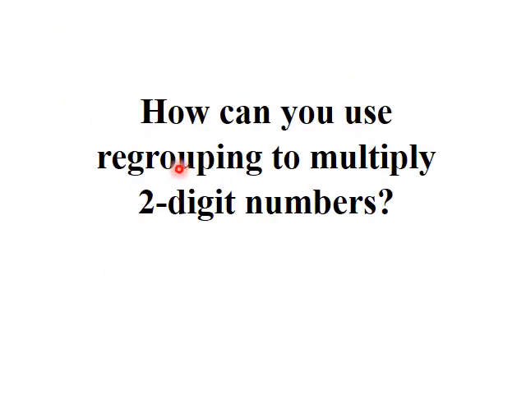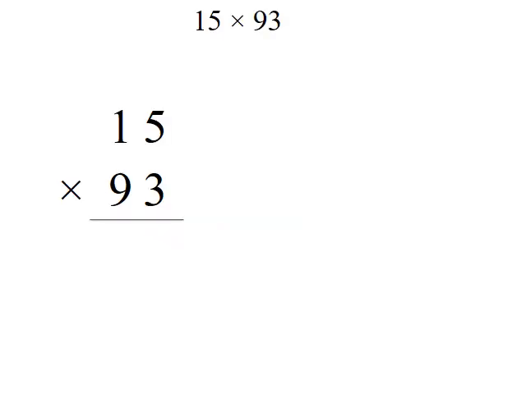How can you use regrouping to multiply two-digit numbers? Let's use place value and regrouping to find the product of 15 times 93. First, let's make an estimate. 15 rounds to 20, and 93 rounds to 90.